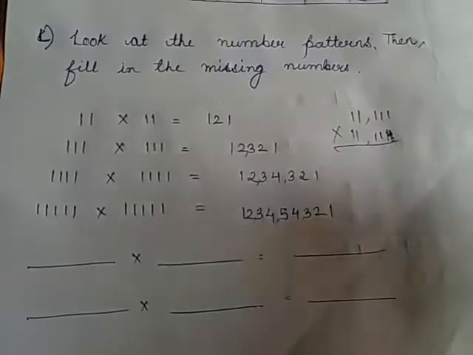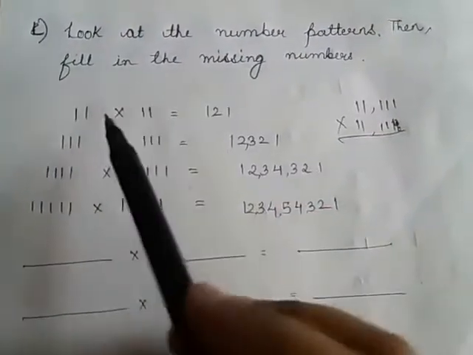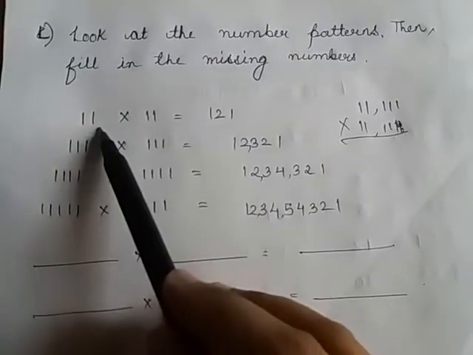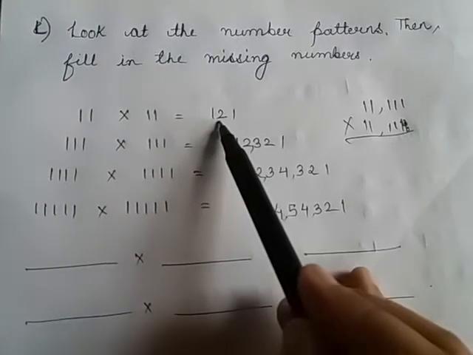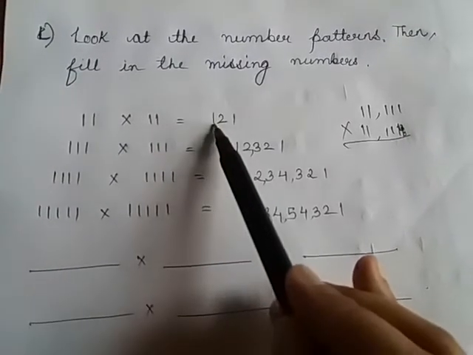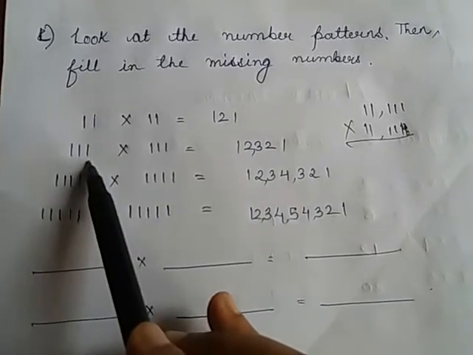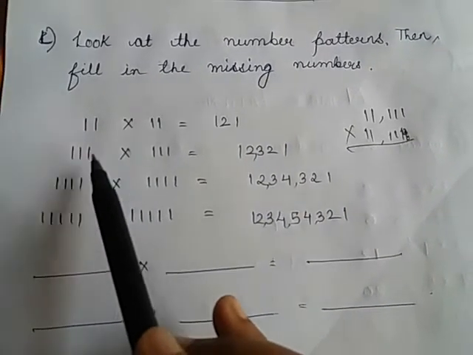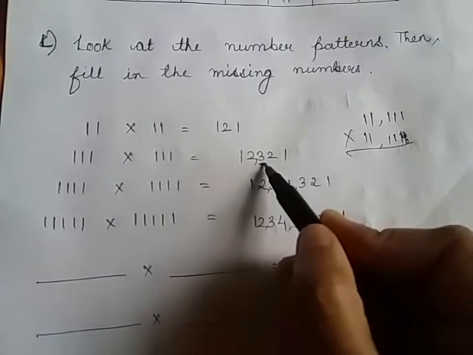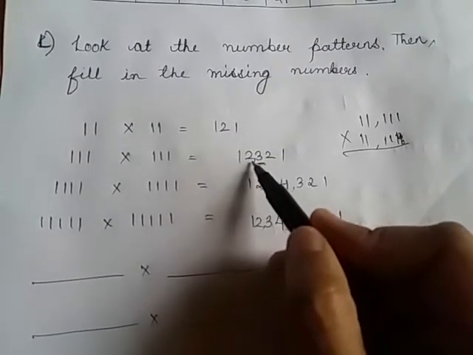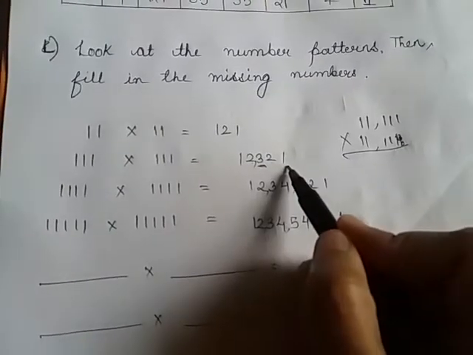How? Let's try to figure out a pattern from this. This is 11, that means there are 2 digits, so that's why we have written 2 here, and we have put 1 here and 1 here. Now when the number of the digit 1 is 3, we put 3 in the middle, and we put 2, 1 and 2, 1 on the sides.